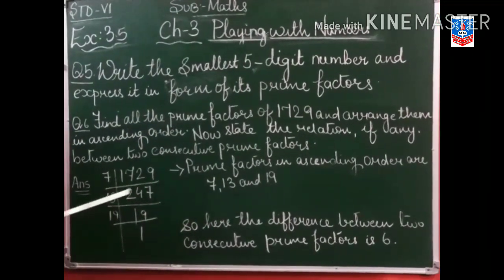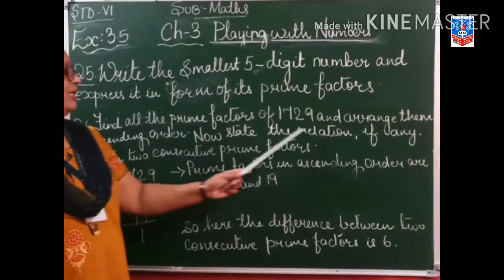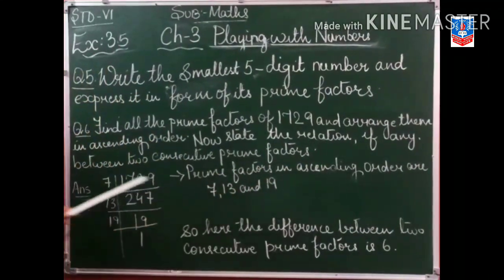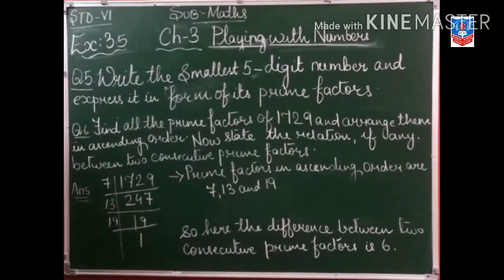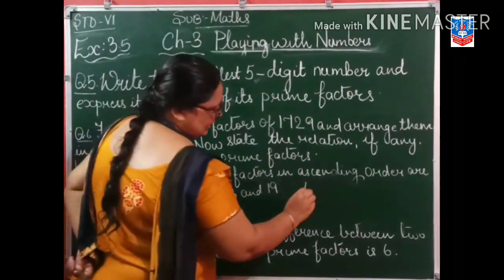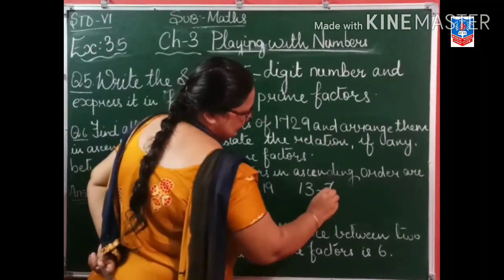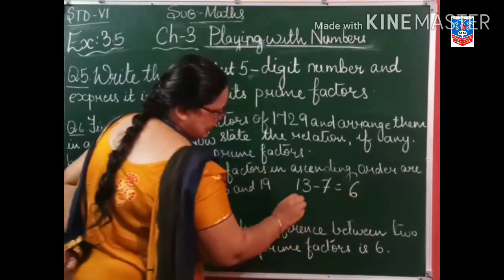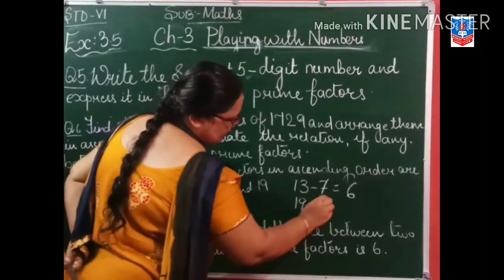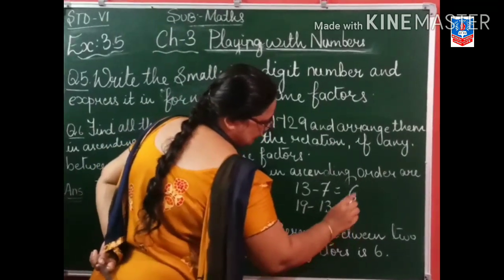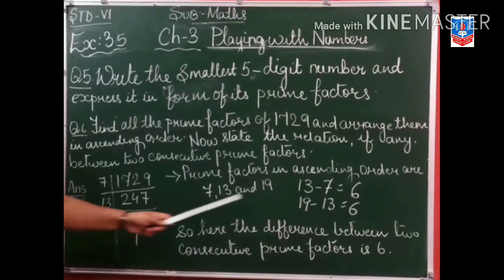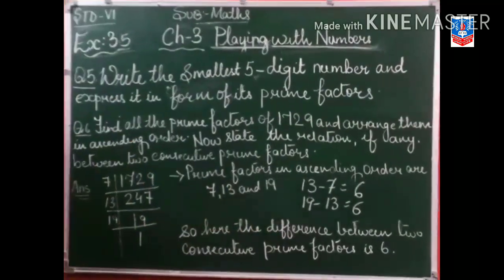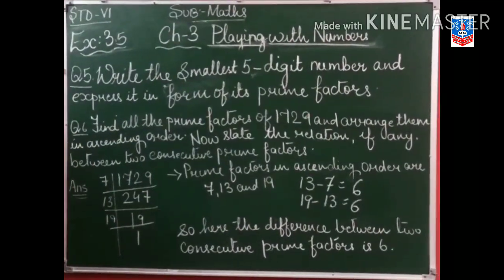Now next question is, state the relation, if any, between two consecutive prime factors. Now 13 minus 7 is 6. 19 minus 13 is 6. See here, the difference between two consecutive prime factors is 6. Is it clear?